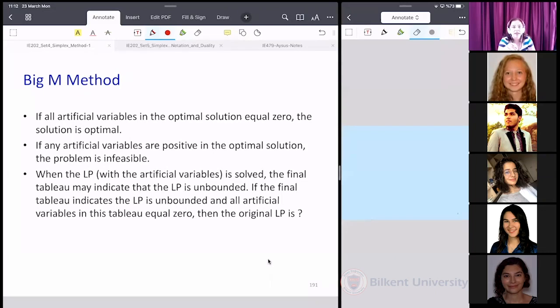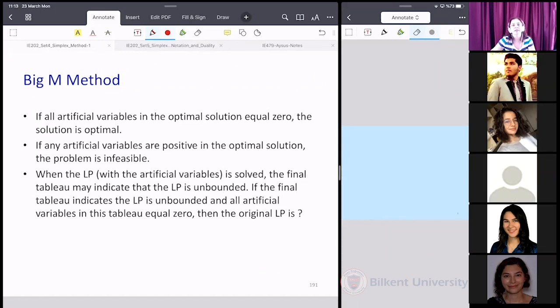The third remark says, I solved the problem with the artificial variables. The final table says the LP is unbounded. If the final table indicates the LP is unbounded and all artificial variables are 0, then the original LP is, let me see a hand in here. If you can follow, you can answer this. My BigM simplex table stopped saying that it's unbounded. I check my artificials, their values are 0. What does this mean? Didem, I'm going to unmute you. Yes, Didem. It is unbounded. Then the original problem is also unbounded. Exactly. Very good. Thank you very much. I'm muting you too.